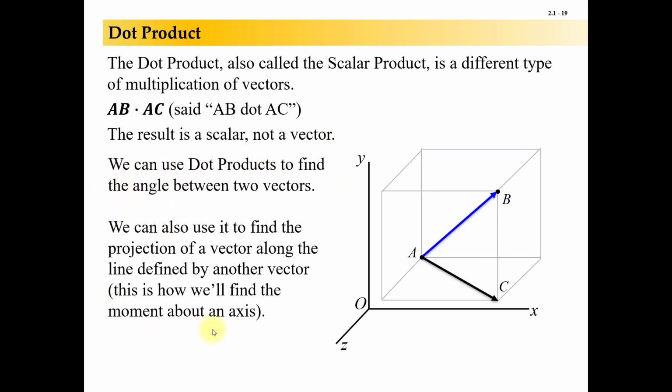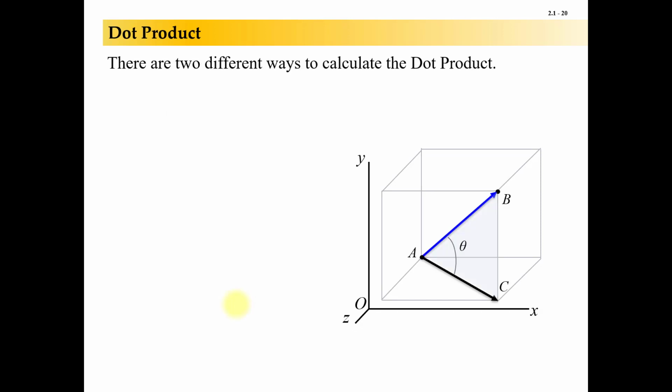More importantly, what we're doing for this particular set of slides is wanting to find the projection of a vector along a line defined by another vector. So we can find this line AC, turn it into a unit vector describing that line, and then just dot that moment that we just found against that unit vector, and then we've got what we want, the moment acting along that line.